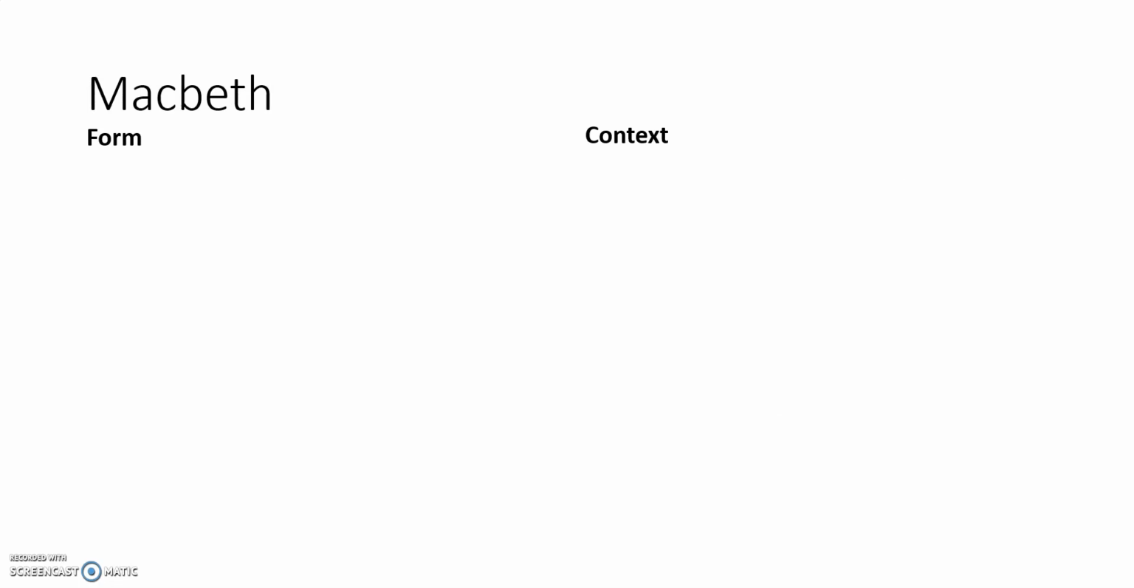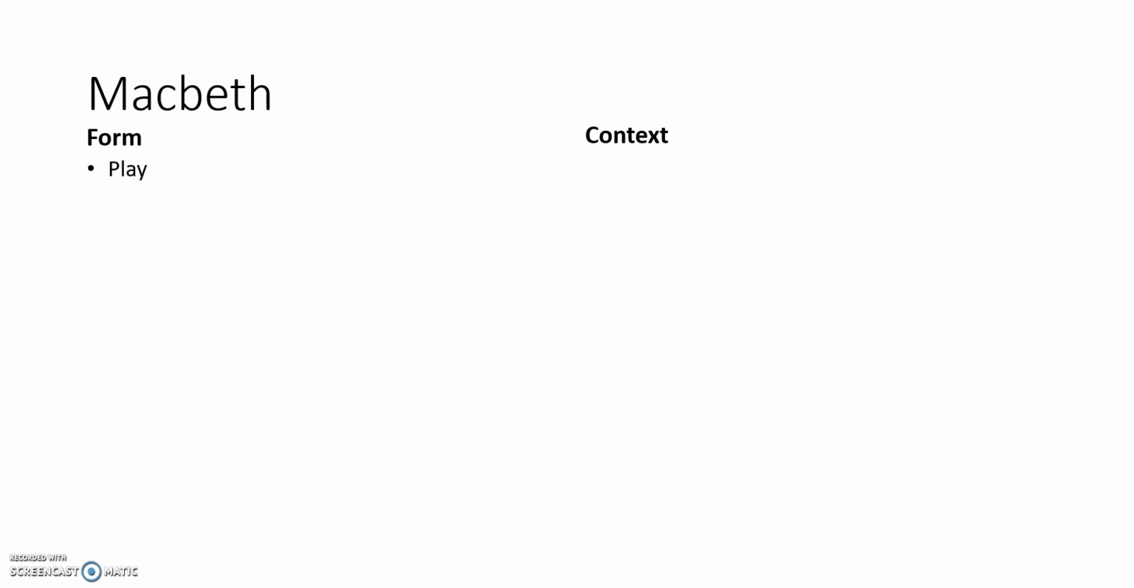Okay, so with Macbeth, I'm just going to list a few things for you in terms of form and context. Context is AO3, language, form and structure is AO2. As I said, many people find form quite difficult to think about and include in their essays, but you're probably doing it without realizing it, not consciously. So as I go through, this might make sense.